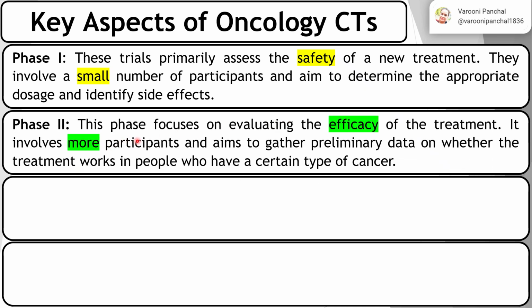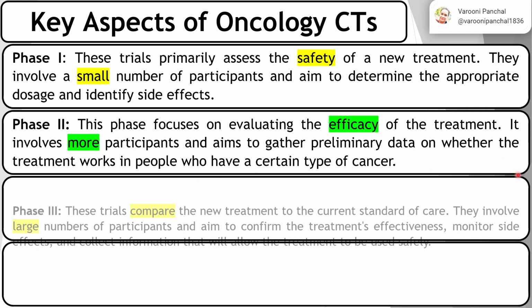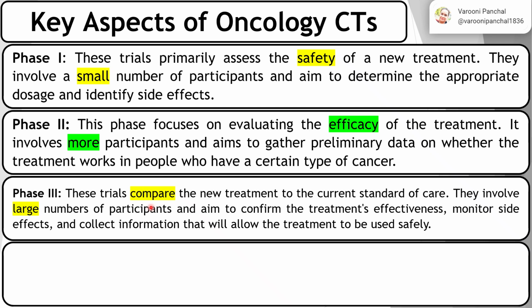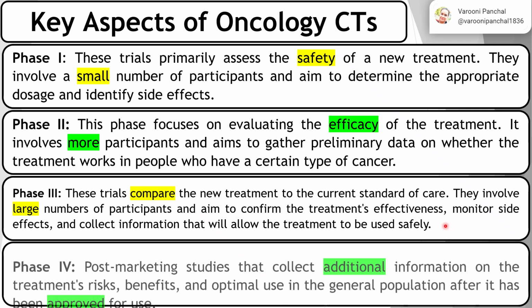Now, the phase 2 trial focuses on evaluating the efficacy of the treatment. It involves more participants and aims to gather preliminary data on whether the treatment works in people who have a certain type of cancer. Phase 3 trials are usually used to compare the new treatment to the current standard of care. They involve a large number of participants and aim to confirm the treatment's effectiveness, monitor side effects, and collect information that will allow the treatment to be used safely.